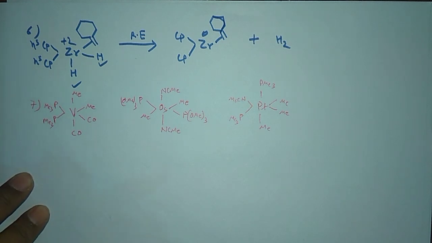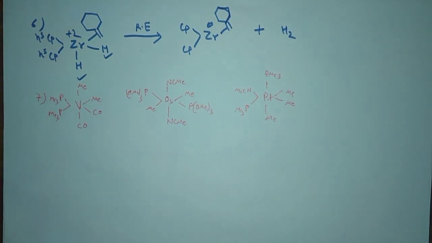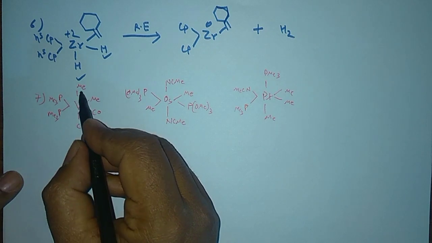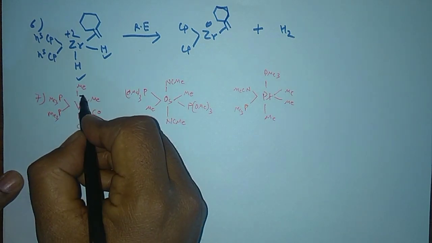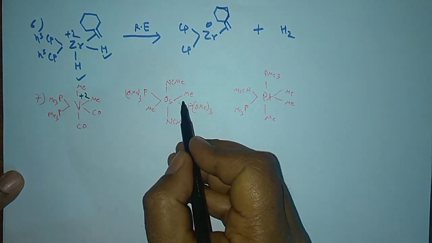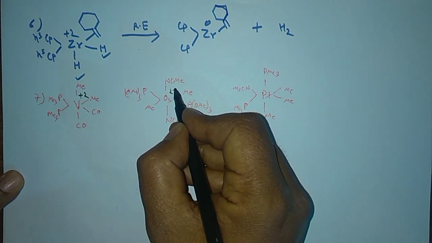So first of all, you have to check whether the metal is electron deficient or electron rich. For this you have to calculate the oxidation state. In that case, the methyl actually donates only 1. So vanadium is in +2 oxidation state. Similarly, 2 methyls are here in that case. This osmium is also having +2 oxidation state.